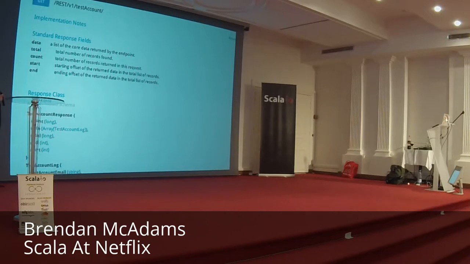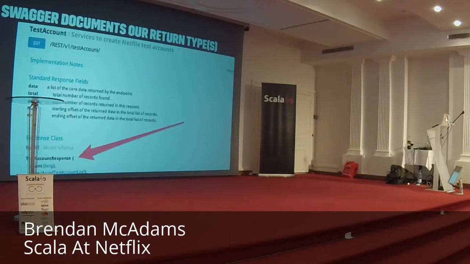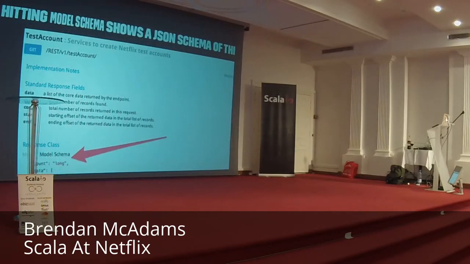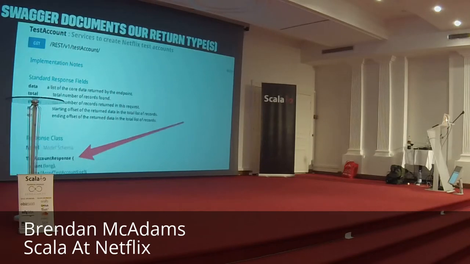And it's going to be test account response here, and then you notice there's an array of test account log here. And we also have that broken down, and this is the part where it's getting cut off, and I don't think we're getting the full slide anymore. I'm not sure if there's a zoom or something else that has to happen. But it does document the return types, and this is the part where I need to figure out whether the rest of my slide is cut off, and I believe it is.